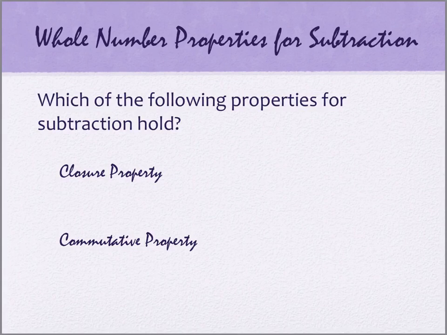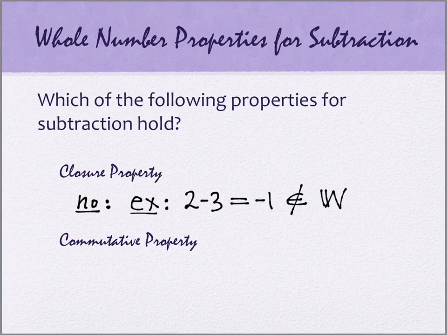And all it takes to break the property holding is one example where it doesn't hold. So there is not a closure property, and we will use the example that Kaylee gave. If I have 2 minus 3, I get -1, and -1 is not an element of the whole numbers. We've seen those symbols before, right? Not an element of the whole numbers.